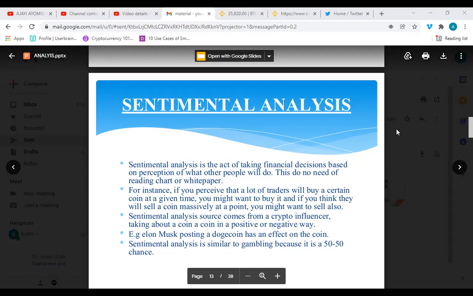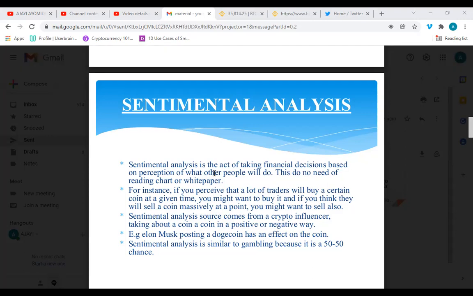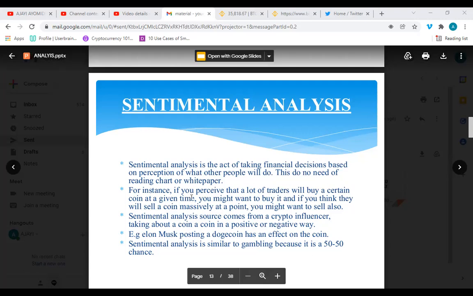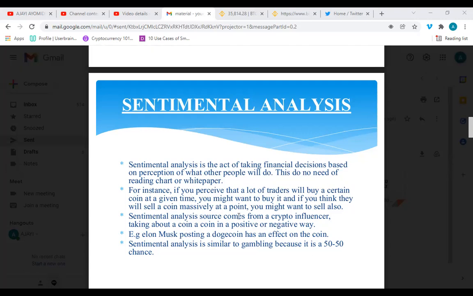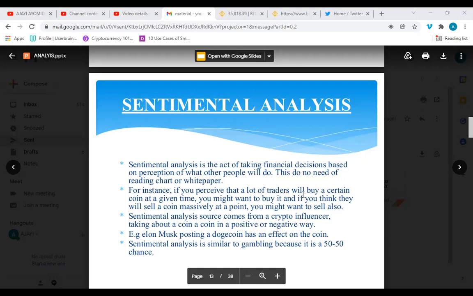Now assume that there is a stock for petroleum. Probably there is a trading stock market for petroleum. You can easily buy immediately the news is announced and sell it back for a profit. So this is what sentiment analysis is. If you perceive that a lot of people will buy it, that's what sentiment analysis means. That is, if you perceive that a lot of traders will buy a certain coin at a given time, you might want to buy it, or if you think they will sell a coin at a point, you might want to sell it also.